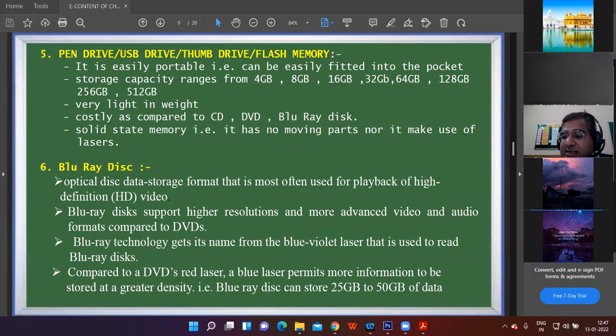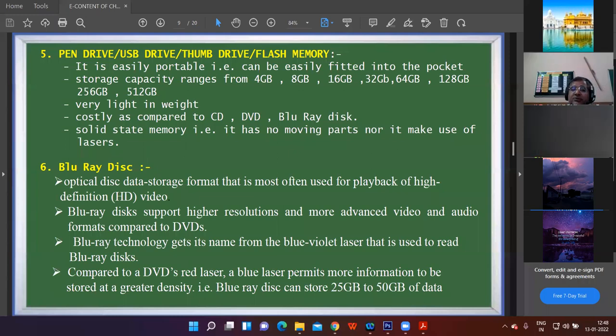Okay, what is the difference between CD and DVD? Differentiate between CD and DVD. Who will tell? Yes, Gurshan. Sir, CD stands for compact disc and DVD stands for digital versatile disc. Storage capacity of CD is 700 MB and storage capacity of DVD is 4.7 GB to 17 GB. Okay. Very right.